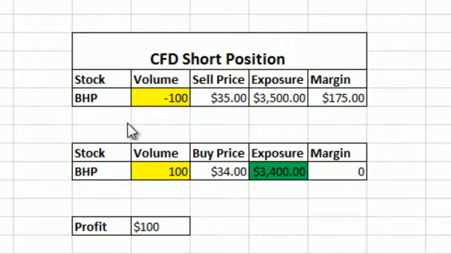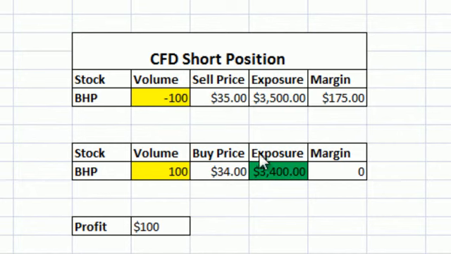Now let's say later on that day, BHP came off a whole dollar to $34 and we wanted to close the position. We'd simply just buy exactly the same volume that we sold to open the position. So in this case, we'd want to buy back 100 BHP to take our net position to zero. In this case, we bought it back at $34.